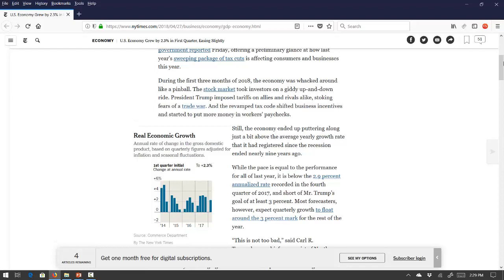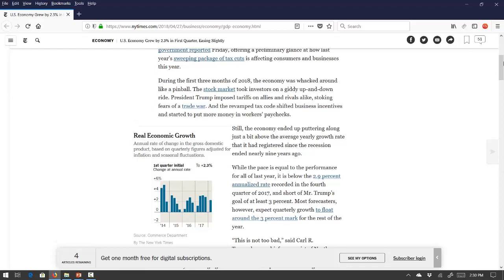While the pace is equal to the performance for all of last year, it is below the 2.9% annualized rate recorded in the fourth quarter of 2017 and short of Mr. Trump's goal of at least 3%. Most forecasters, however, expect quarterly growth to float around the 3% mark for the rest of the year.